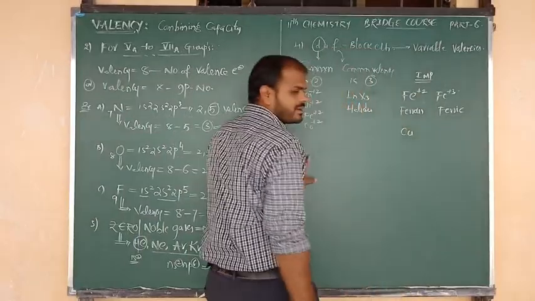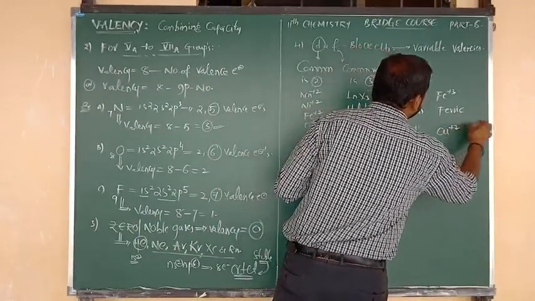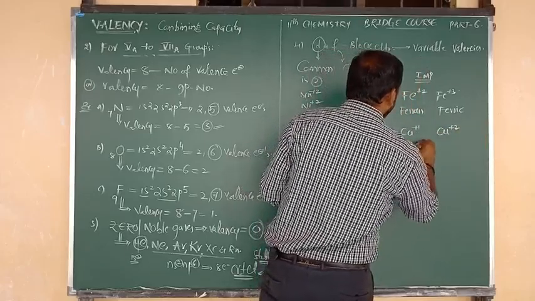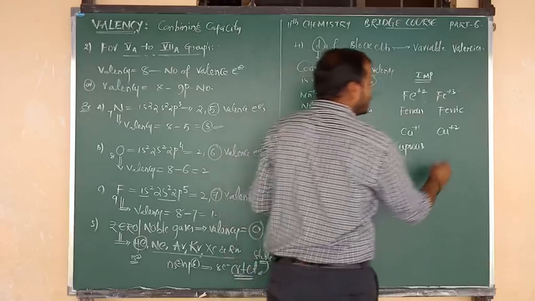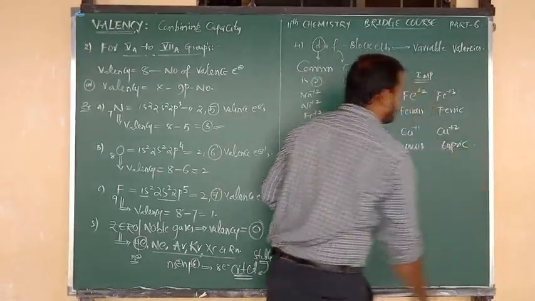Copper symbol is what? Cu. It contains the valency +1, and also it contains the valency +2. Cu+ means we have to say cuprous, and Cu+2 means we have to say cupric. This is important for you.